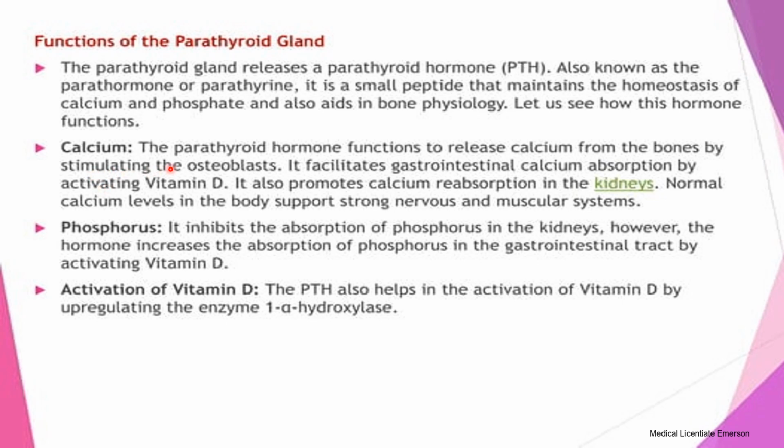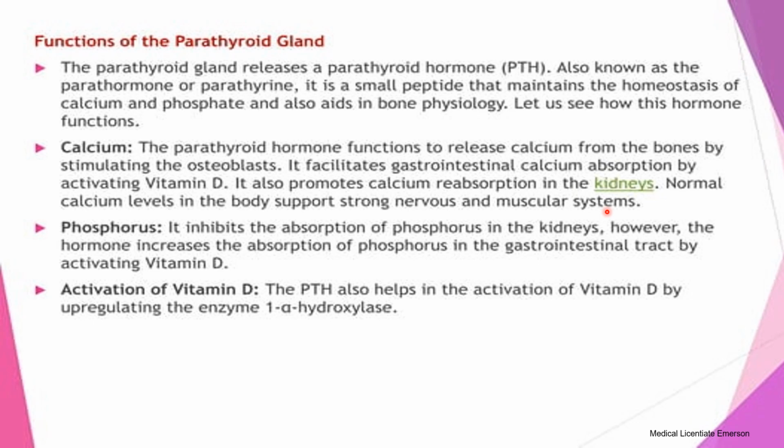Number one, calcium. The parathyroid hormone functions to release calcium from the bones by stimulating the osteoclasts. It facilitates gastrointestinal calcium absorption by activating vitamin D. It also promotes calcium reabsorption in the kidneys. The normal calcium levels in the body support strong nervous and muscular systems.